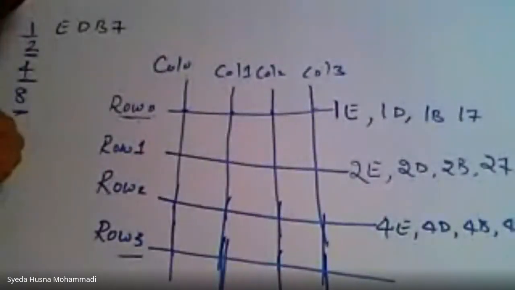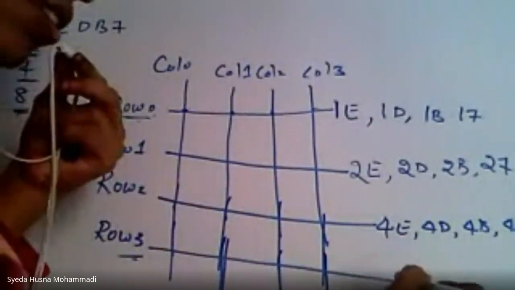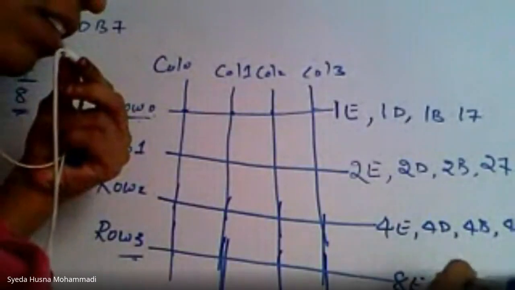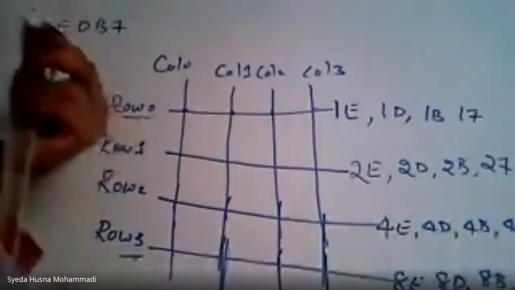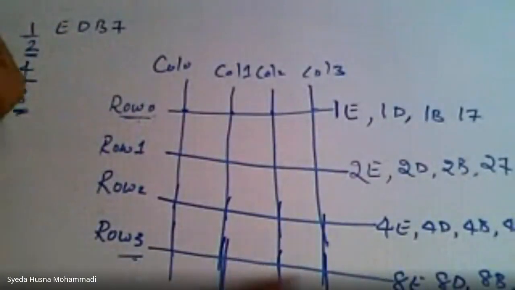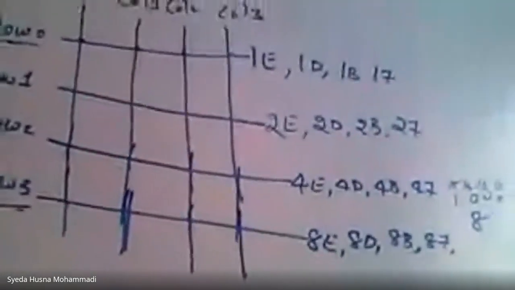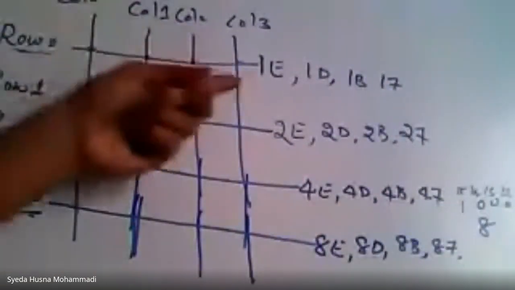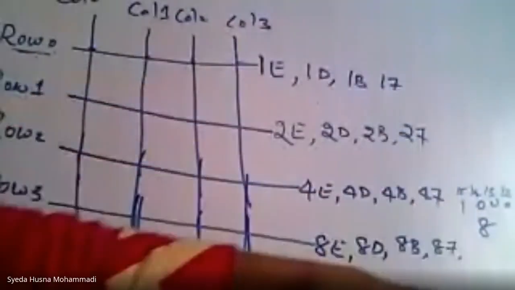Okay. So row 3, the equivalent value we have got is nothing but 8. So we have 8 in row 3, whether the key is in the first column, second column, third column, or fourth column. Column 0, column 1, column 2 and column 3. So like this, you need to pass on the values. These are the codes that are used for scanning.